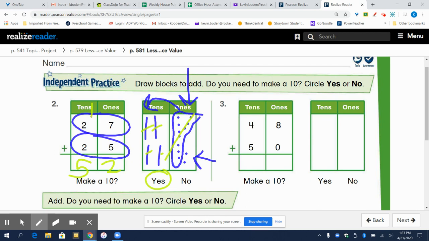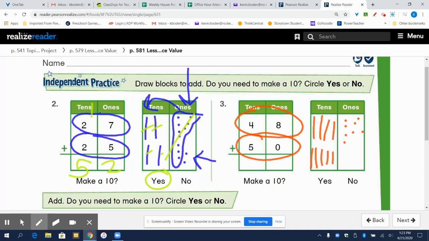Let's jump over to number 3. This one should be a little bit easier for us because we're used to doing these equations. Let's get a nicer color to draw with. Let's draw 48 first. 10, 20, 30, 40. 1, 2, 3, 4, 5, 6, 7, 8. I know they're kind of messy. Plus 50. 10, 20, 30, 40, and 50.